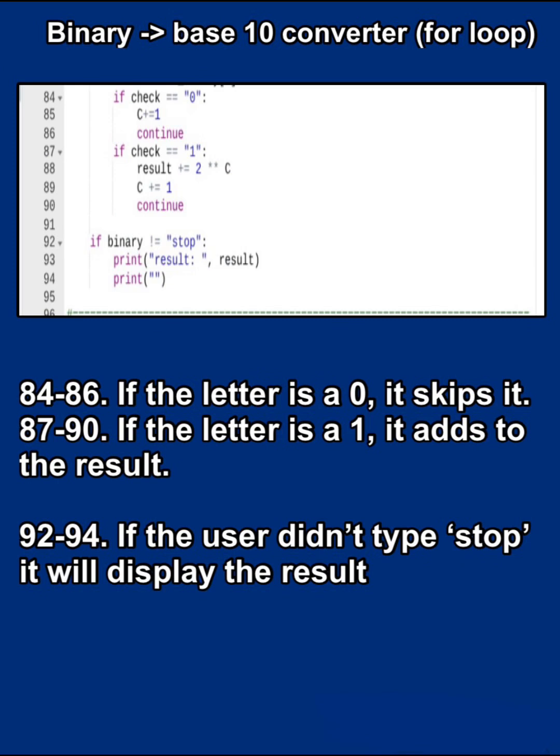Alright, so if the letter is 0, then it'll just skip over it. But if the letter is 1, then it'll do the math and add it to the result. If the user did not put stop for their input, it'll print the result. But if they did, it'll just skip over it.